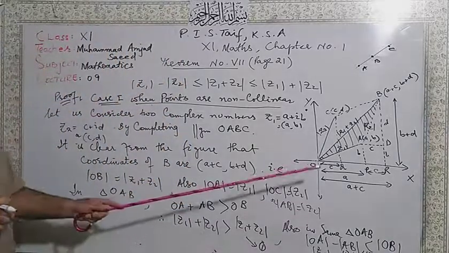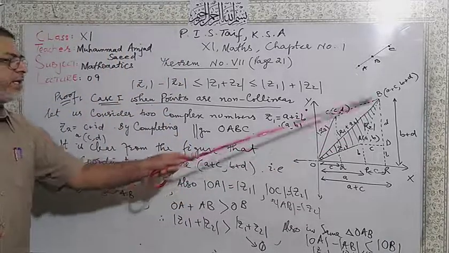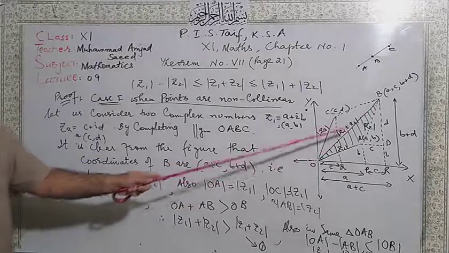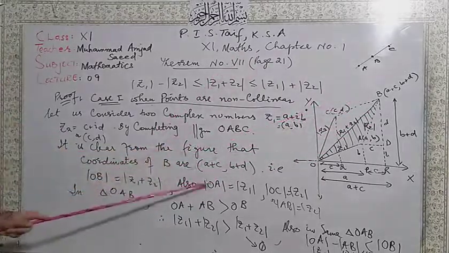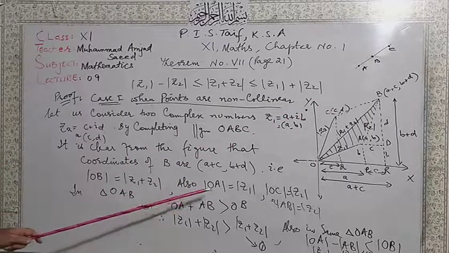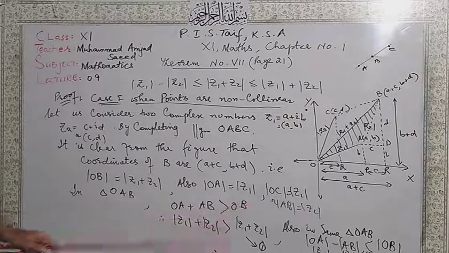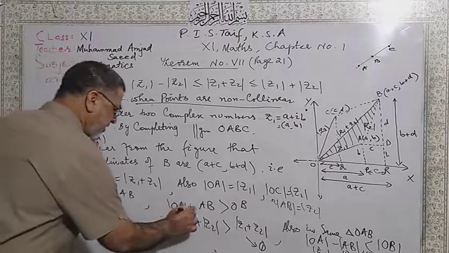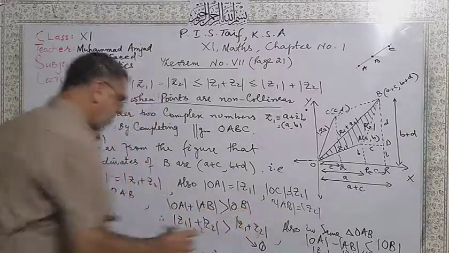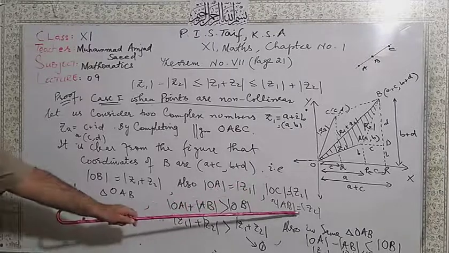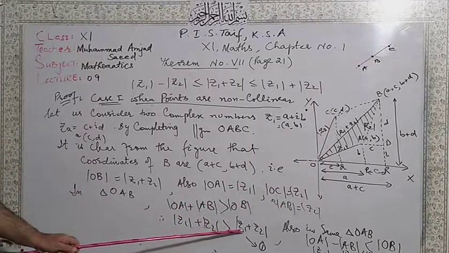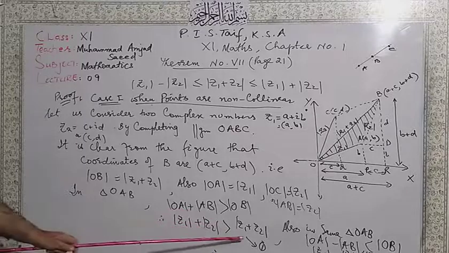So here in triangle OAB, OA plus AB is greater than OB. Here it is written. OA plus AB is greater than OB. So you can put the values: |OA| was |Z1| and |AB| is |Z2|, which is greater than |Z1 + Z2|. This is equation number 1.